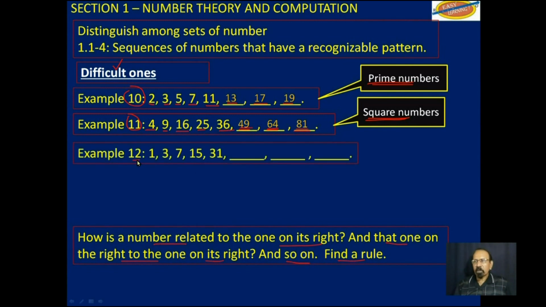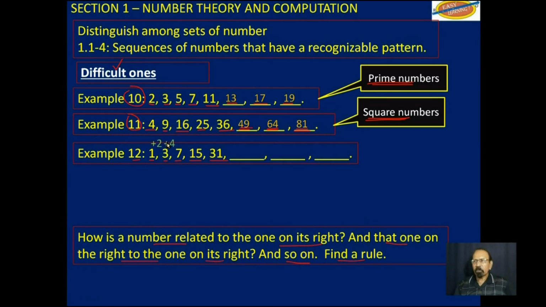Example 12: 1, 3, 7, 15, 31. All right. So it looks, let's see. We can add 2 here to get 3. We could add 4 there to get 7. We could add 8 there to get 15. We could add 16 to get 31.